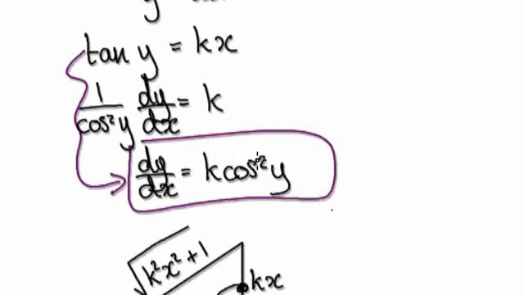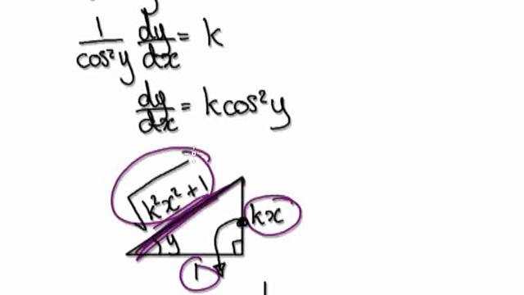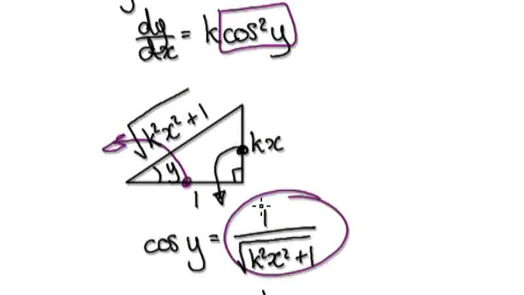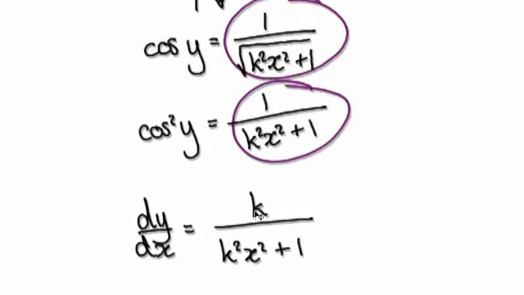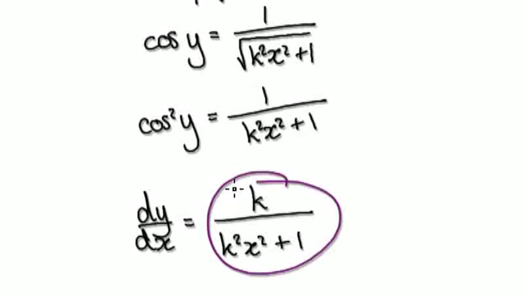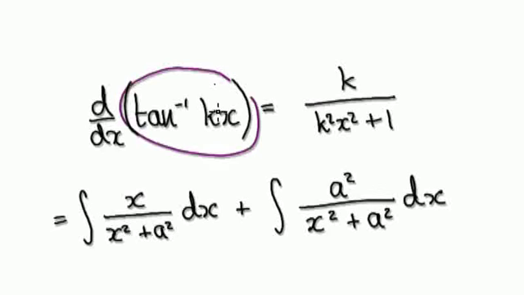Dy by dx would be this, but then you would need to translate this bit here. So create your triangle. If you make this to be kx, this to be 1, then the hypotenuse will have no choice but to be this. So if you want to translate cos of y, well, cos of y is really this thing here. Therefore, cos squared would be this thing here. So the point I'm trying to make is that overall dy by dx gives you this here. When you differentiate this thing here with a k here, it will then give you this.